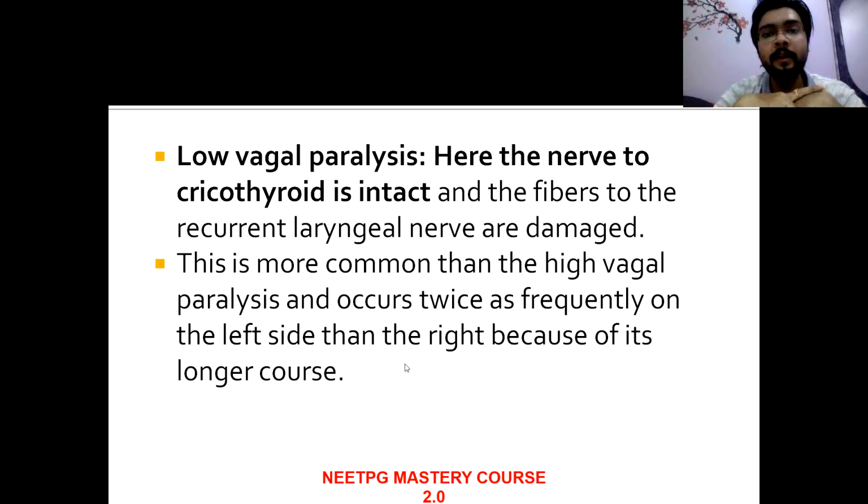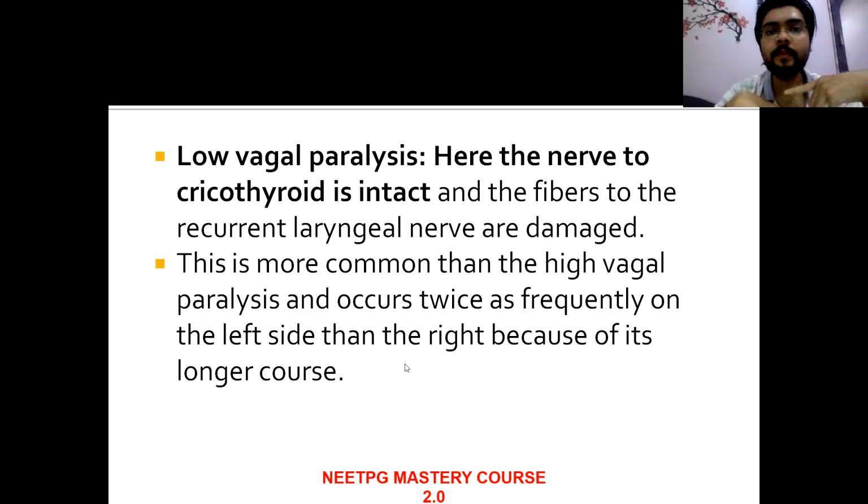So cricothyroid is intact while recurrent laryngeal nerve is damaged. Now what is more common? So low vagal palsy is more common than high vagal palsy, and it occurs more on the left side than right side because of its longer course. Now here two MCQs arise.